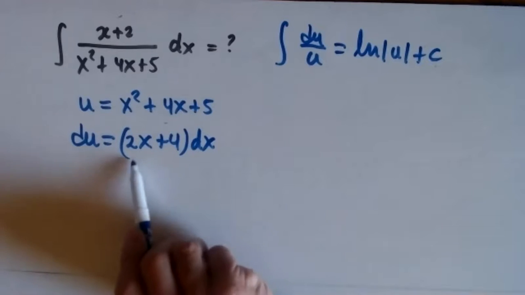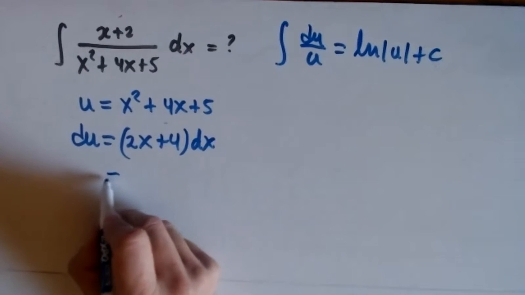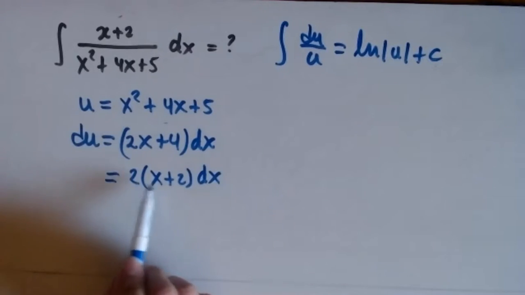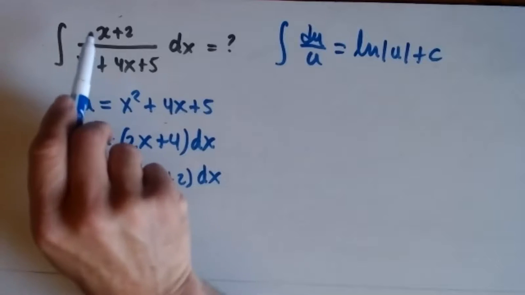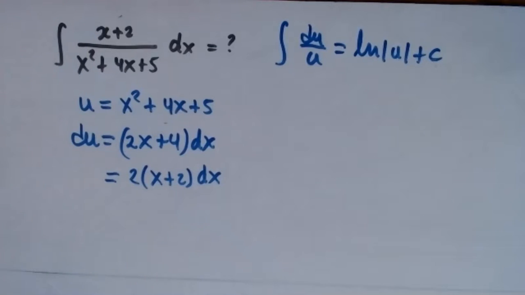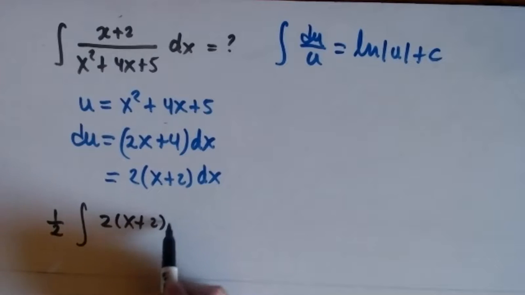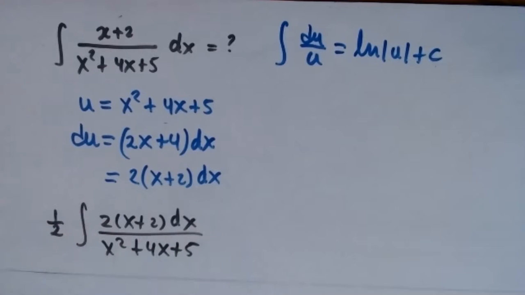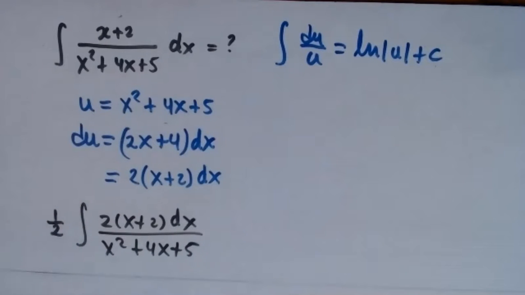Okay, well, now let's see. I have here 2x plus 4, and I have here x plus 2. Well, there is no big deal, because according to our algebra 1, we can factor a 2 in this expression, you see. 2 times x, 2x, 2 times 2, 4. And then I have x plus 2 times dx, exactly what I have here. But I'm missing a 2. Okay, no problem. I can put a 2 here, and I can remove the 2 right here. So my expression again is going to be 1/2 the integral of 2 times (x plus 2) dx over x squared plus 4x plus 5. Now I see all this is the u. The 1/2 at the front, no problem.